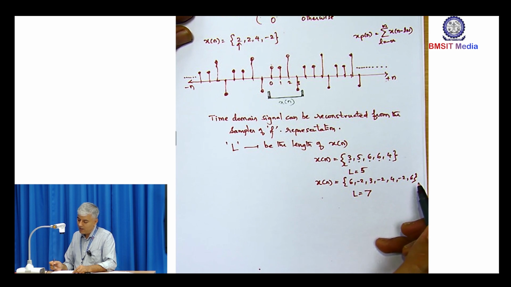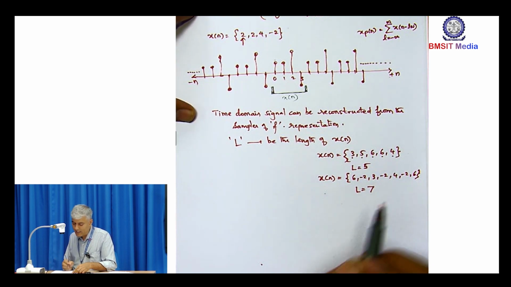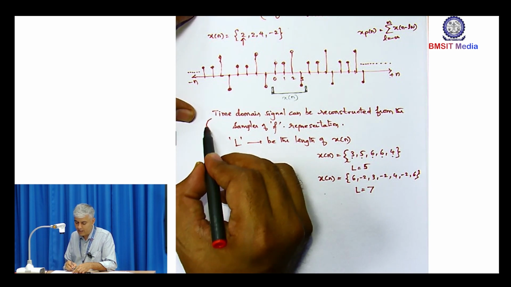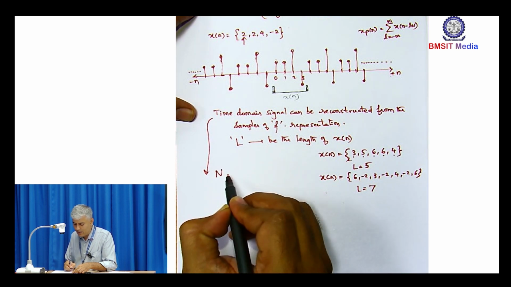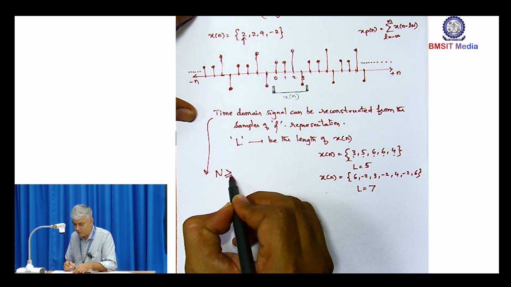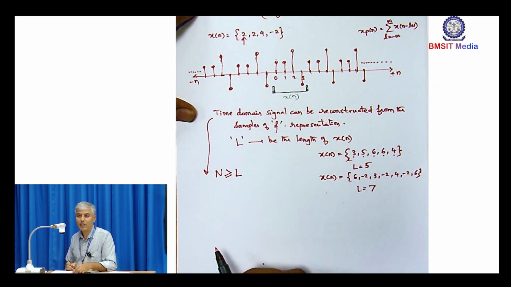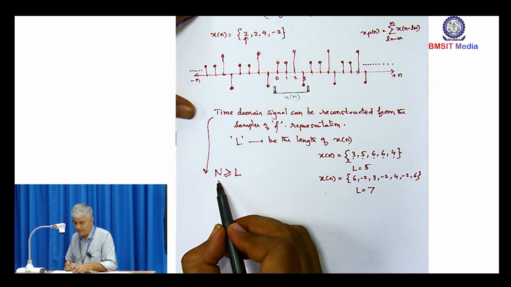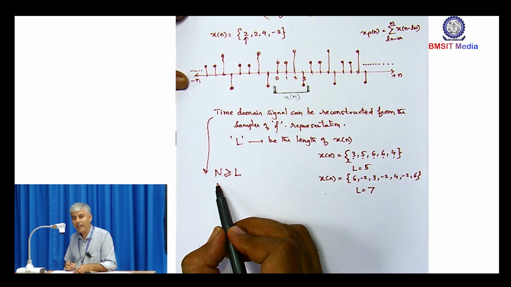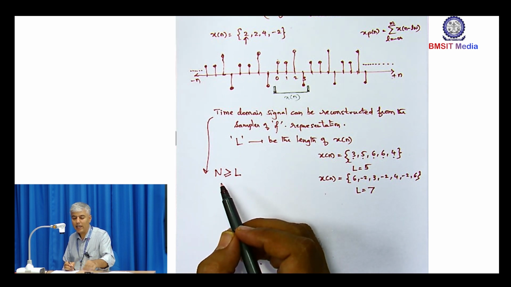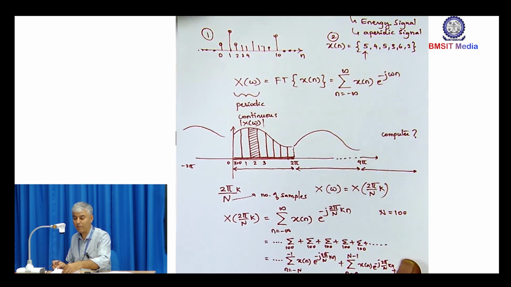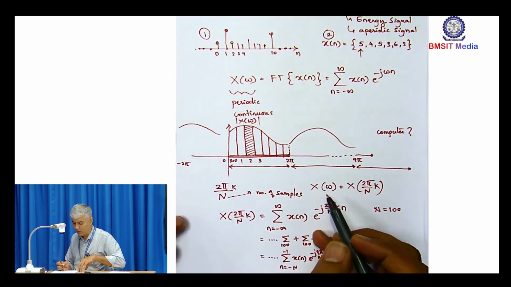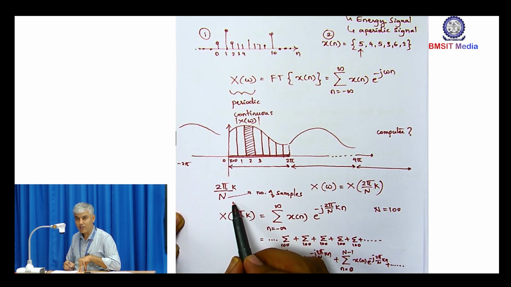So, the condition for obtaining the time domain signal is that N should be greater than or equal to L. That means, what is N by the way? The N over here indicates the number of samples taken from the Fourier representation. So, I would like to bring back this representation here. You can observe N as shown here, N is the number of samples, right.